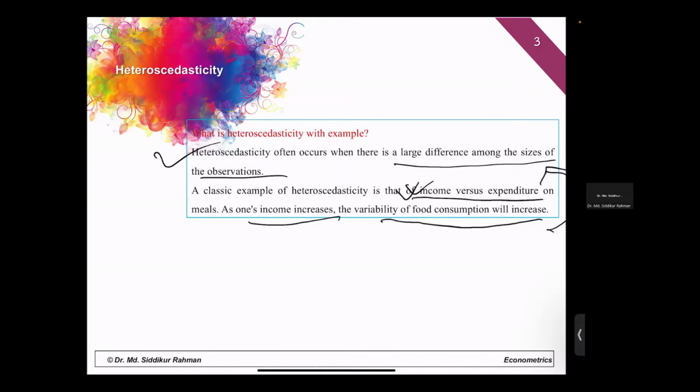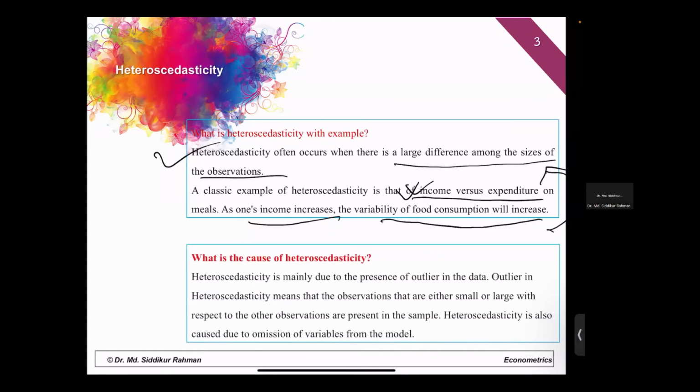And sometimes maybe your income is not good enough, but still, because food consumption is a habit, when you are habituated to something, it's difficult to come back from that habit. So anyway, this example clarifies that you might see a large difference among the size of the observations, right? Heteroskedasticity occurs when there is a large difference among the size of the observations, right?